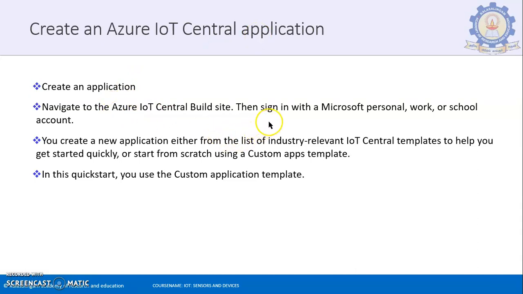Okay. Then you go and sign in with a Microsoft personal, work or school account. You should have one of these three accounts. If you are a student or a professional working in a college, you will be able to access them through your work or school account, or you will have to purchase the Microsoft personal account. So you create a new application from the list of industry relevant IoT Central templates. You can create an application with the templates that are already available on the website to help you get started quickly.